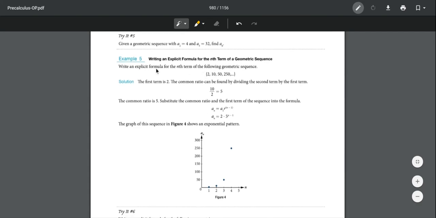If you're writing a formula given just some numbers, you just need to find R. So you just divide one of them by its previous one to find R. Or in this case, it might be obvious to you that it's 5. You're multiplying by 5 each time. And then you use the formula we talked about.